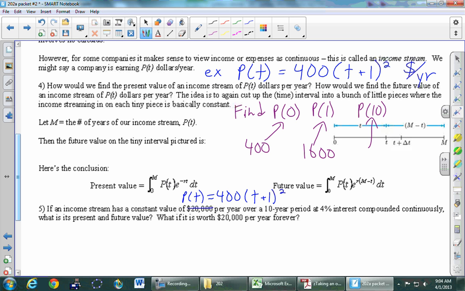Things are going so well. We'll have an IPO. Let's see what happens after 10 years. So plug 10 in for T. And what do we get?